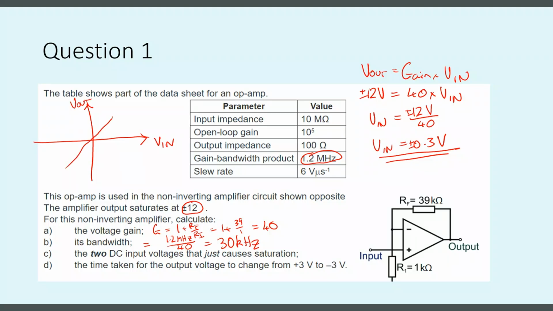So that's the graph that looks like this. So what we're doing is calculating this value. We know that it's saturating at 12 volts, and that's at 0.3 volts. This is at minus 0.3 volts and minus 12 volts. Okay, last part, the time taken for the output to change from plus 3 to minus 3 volts. This is a change of 6 volts. And we are told in the question that the slew rate is 6 volts per microsecond. So it's just going to take 1 microsecond to change the 6 volts.